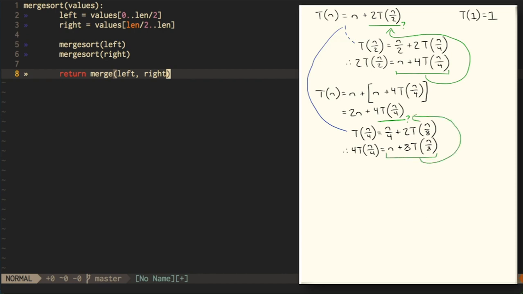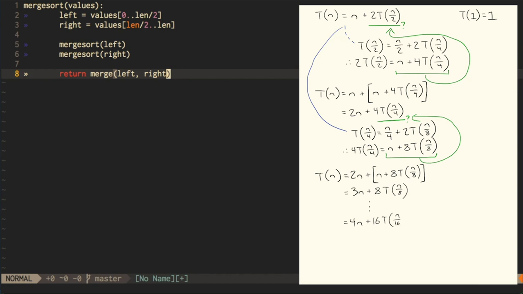We substitute that back in, and now we'll have an equation of t of n is equal to 2n plus n plus 8t of n over 8. That simplifies to 3n plus 8t of n over 8. We can carry on doing this for a while and see that we will get 4n plus 16t of n over 16, 5n plus 32t of n over 32, etc. And eventually we can generalize to k times n plus 2 to the k t of n over 2 to the k, where k is the number of levels of merge sort calls in the recursion.